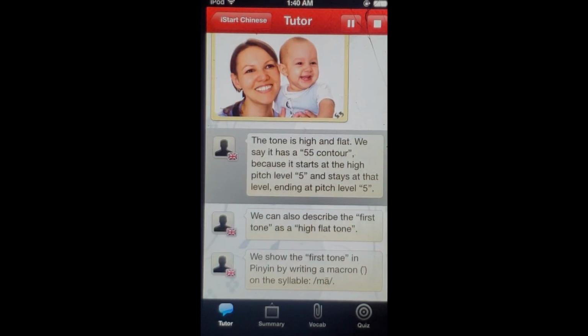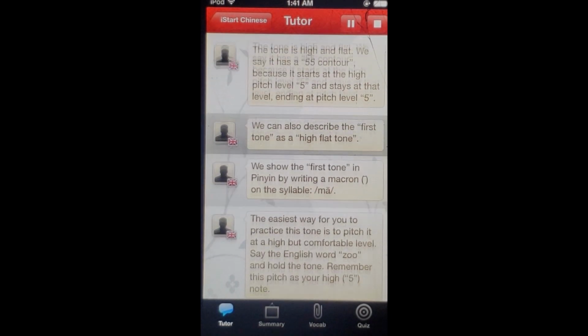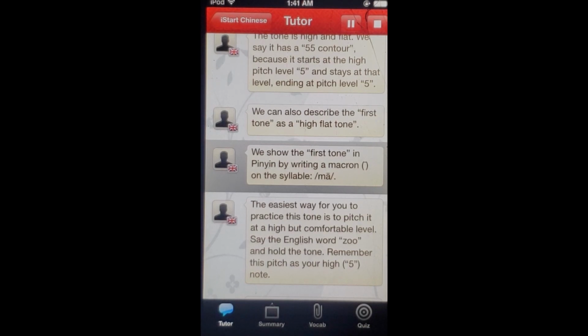The tone is high and flat. We say it as a 5-5 contour because it starts at the high pitch level 5 and stays at that level, ending at pitch level 5. We can also describe the first tone as a high flat tone. We show the first tone in pinyin by writing a macron on the syllable.